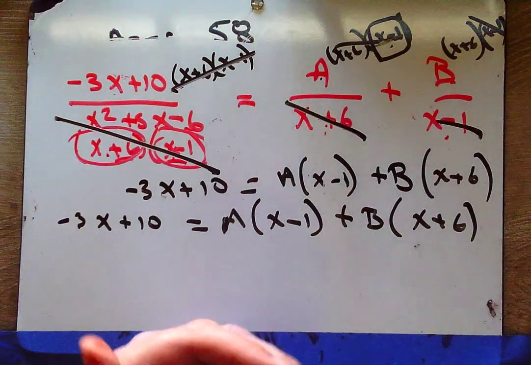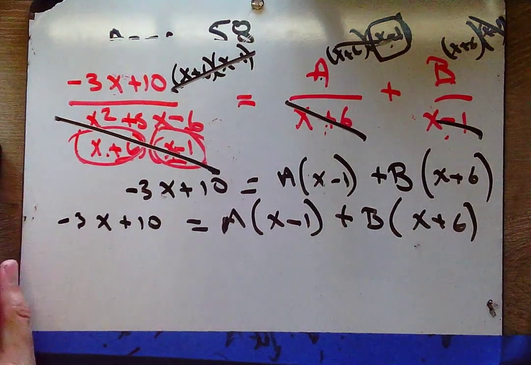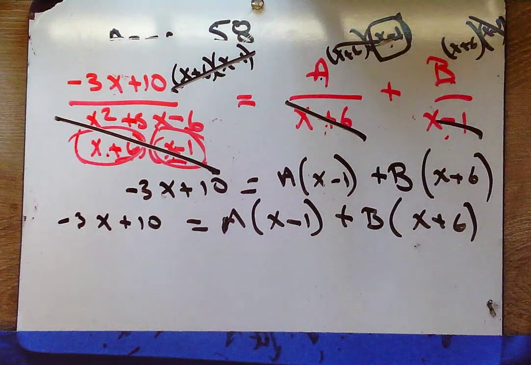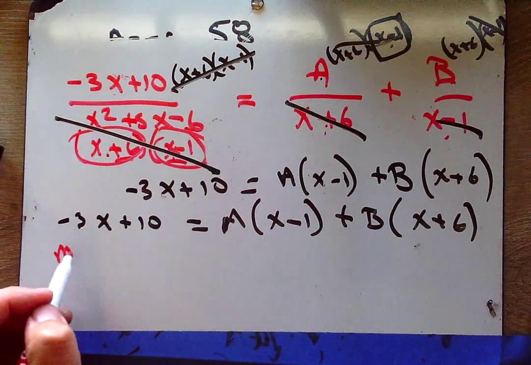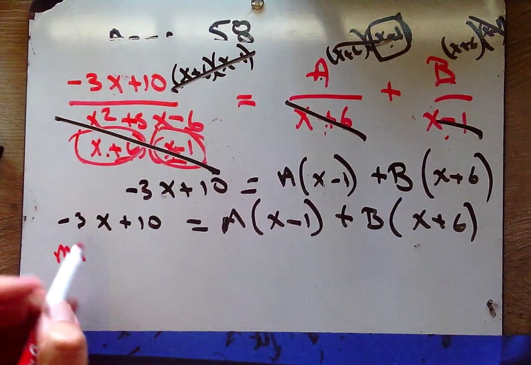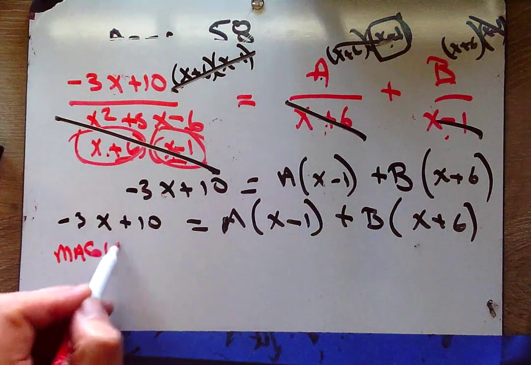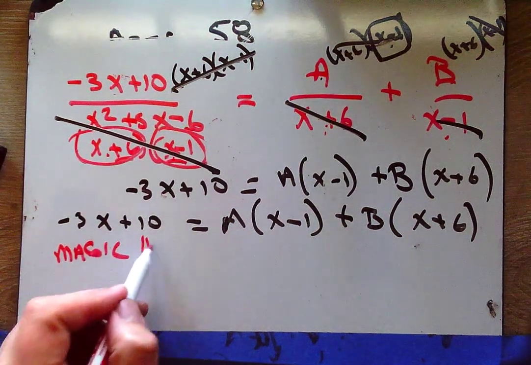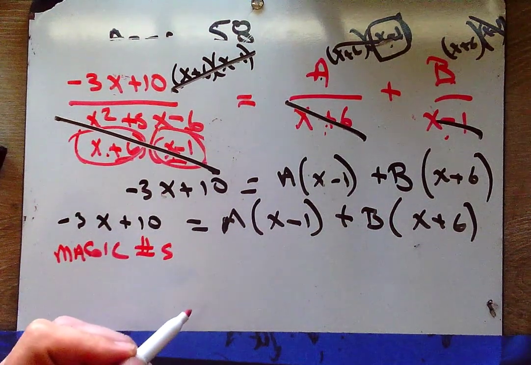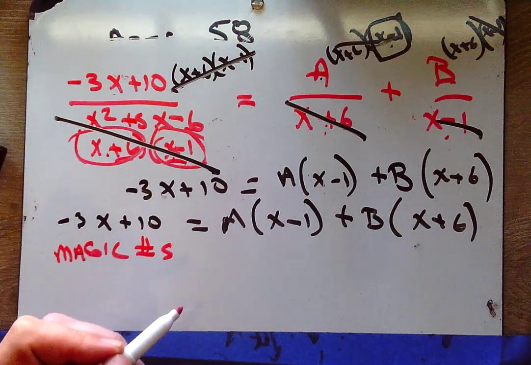Now comes a fork in the road. There are 2 methods that I would encourage you to consider using when working on these partial fraction decomposition problems. The first method, I like to call magic numbers. And mathematicians hate it when I call magic numbers because there are no magic things in math, except, you know, there are, and I believe it, so that's why I'm saying magic numbers. But magic numbers are numbers that make things disappear.